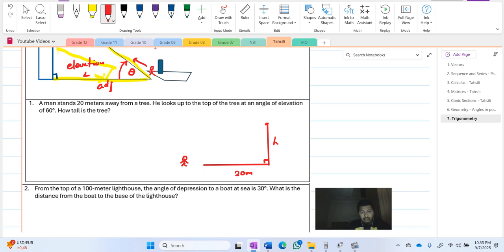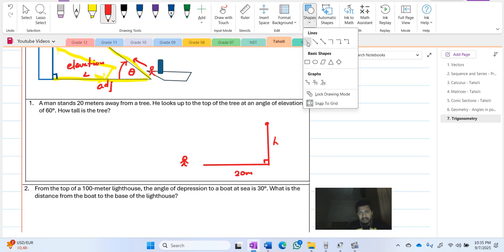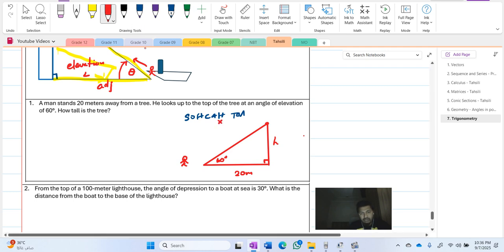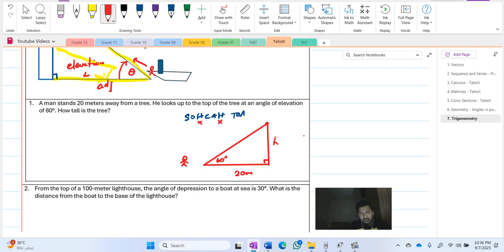He looks up to the top of the tree at an angle of elevation of 60 degrees. So he's looking up at a 60-degree angle. So elevation angle, you can see, that is 60 degrees inside. Now how tall is the tree? To find the height, we have the opposite and adjacent. We want to find the opposite, but we have the adjacent. First of all, we don't have the hypotenuse. If we don't have the hypotenuse, h and h falls off, so we're only left with tan. So we will use the tan ratio to solve this.